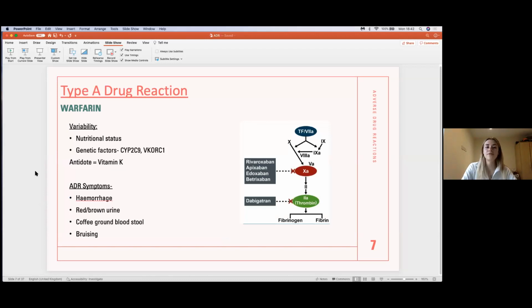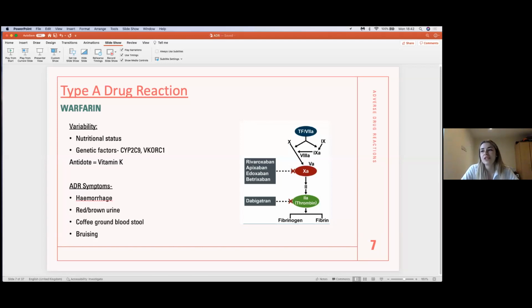So I've done an example for you just so you can have an idea of what a type A drug reaction would look like. So warfarin is quite a common drug. Lots of patients in hospital will be on warfarin. It's a drug that reacts differently in different people. So it's heavily affected by people's diet, and also some genetic factors that some people may have can also affect how warfarin is absorbed in the body or metabolized in the body.